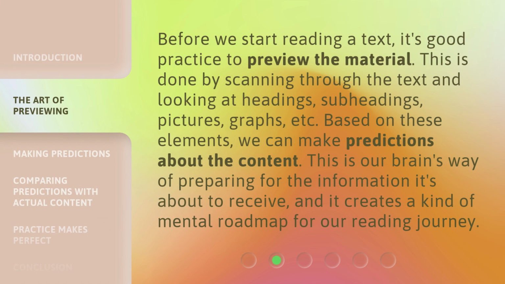Before we start reading a text, it's good practice to preview the material. This is done by scanning through the text and looking at headings, subheadings, pictures, graphs, etc. Based on these elements, we can make predictions about the content. This is our brain's way of preparing for the information it's about to receive, and it creates a kind of mental roadmap for our reading journey.